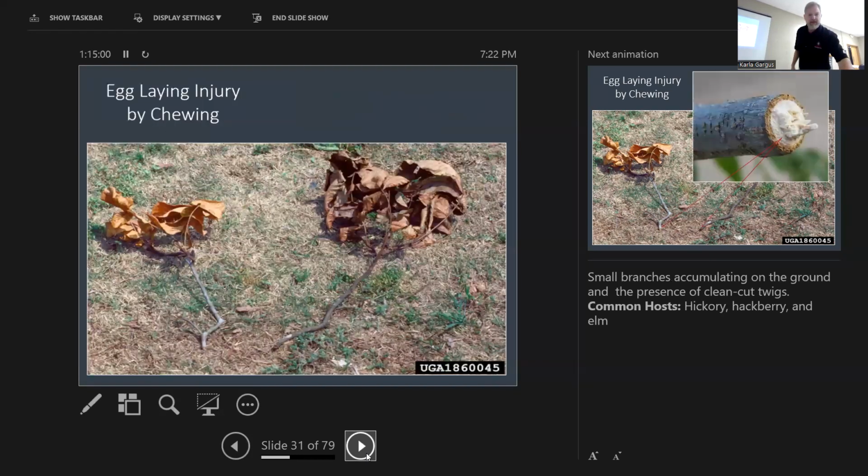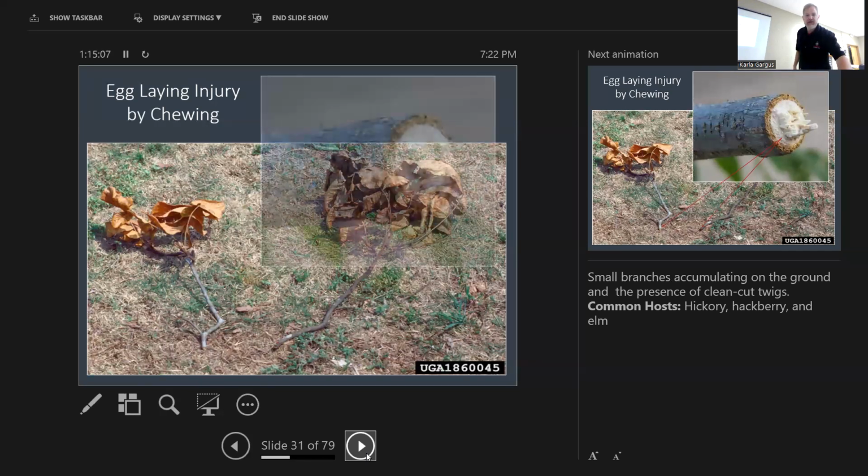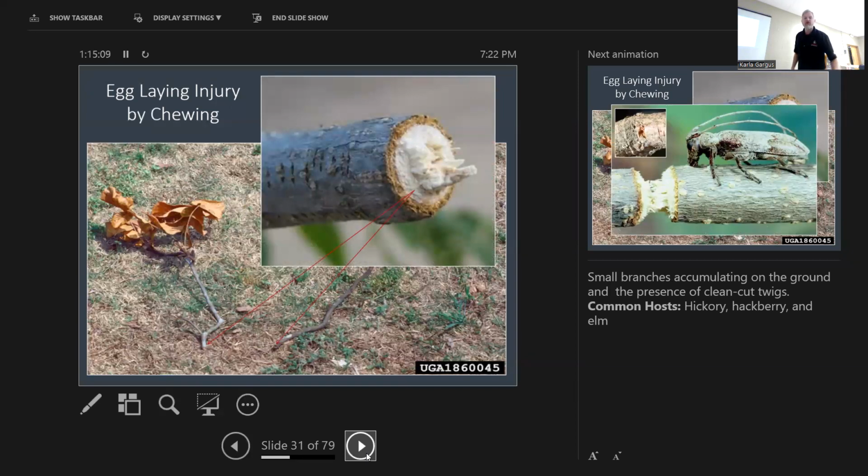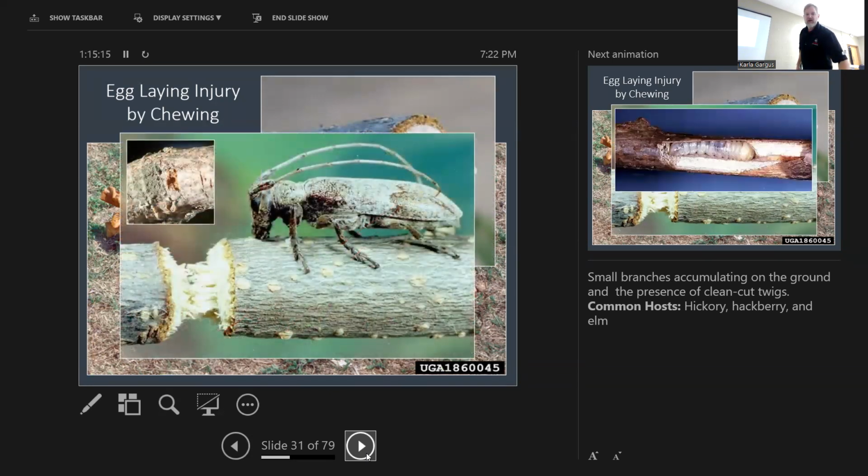Others are going to do egg-laying injury by chewing on the branches and knocking them off. So this is one where you can get the whole twig girdled on a tree. They're kind of chewing around it. This is one of those critters right there.